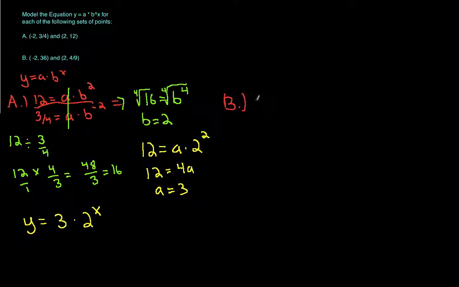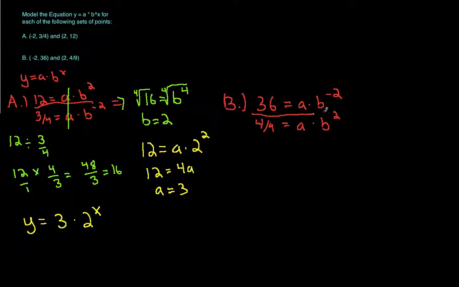Now that you've tried the problem, again we start with the equation y is equal to a times b to the x. We're going to plug in y equals 36 is equal to a times b raised to the -2. And then I'm going to plug in 4/9 is equal to a times b to the second. Typically, I like to put the larger value on top. You could also have done this the other way and put the bottom equation on top. This is just my personal preference.